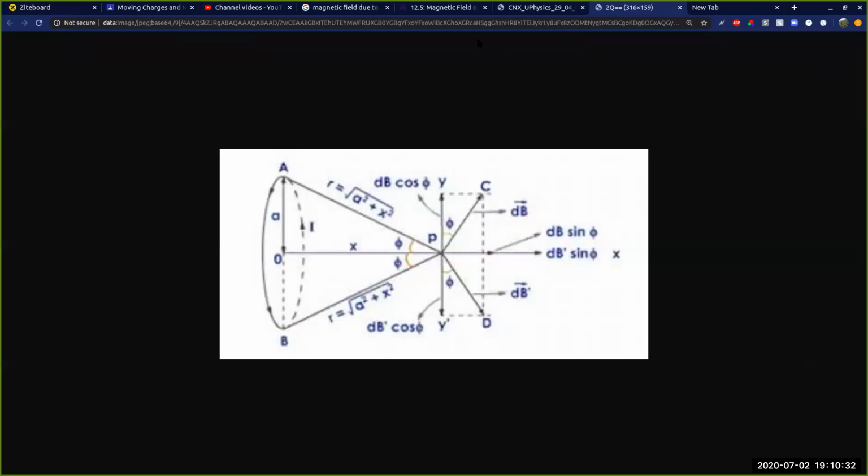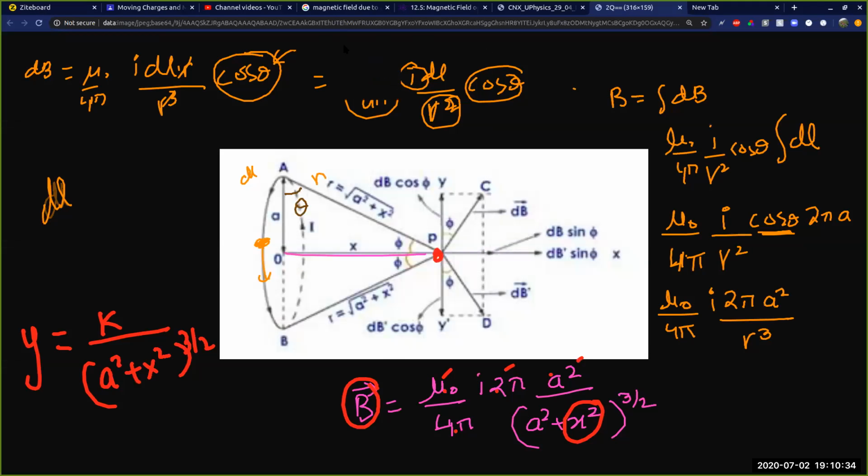Okay. Now, one thing more. It is also asked in the exam to find the magnetic field at the center. What will you do to find the magnetic field at the center? x is equal to 0. Write that. Magnetic field B at center.